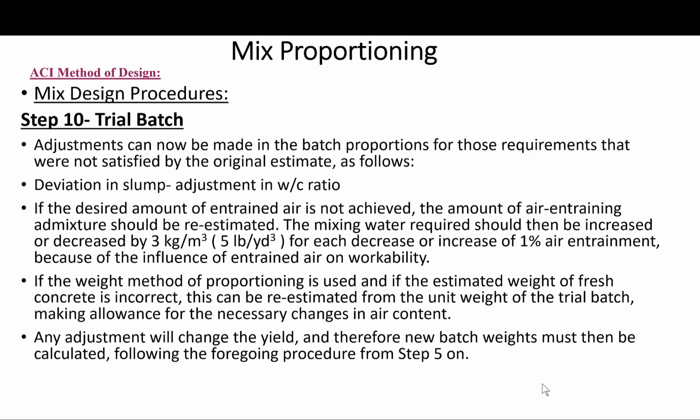So after that, adjustments can now be made in the batch proportions for those requirements that were not satisfied by the original estimates, as follows. Maybe, just to give examples. For any deviation in the slump, a new water cement ratio or water content can be estimated based on the observation that an increase or decrease of maybe 6 kilograms per cubic meter in water will increase or decrease the slump by approximately 25 millimeters.